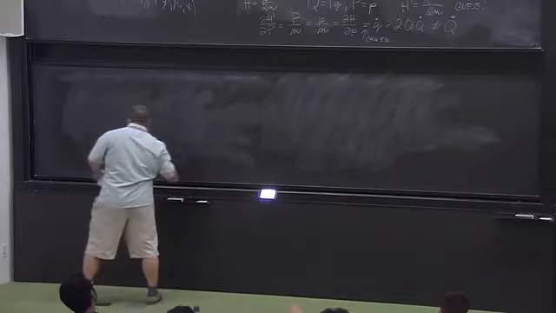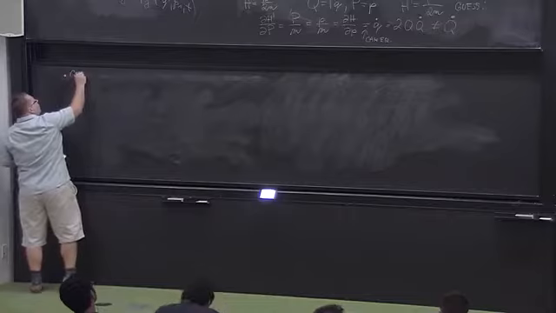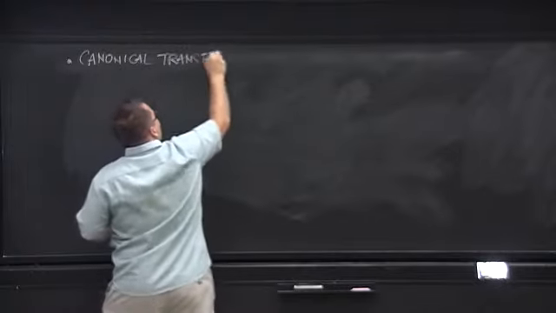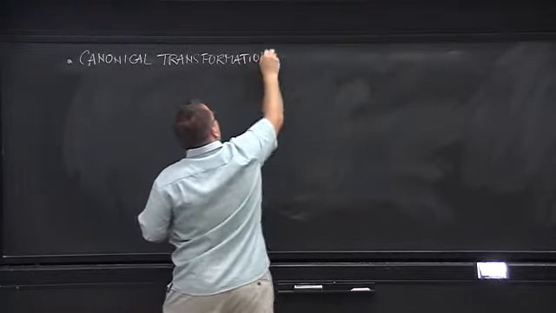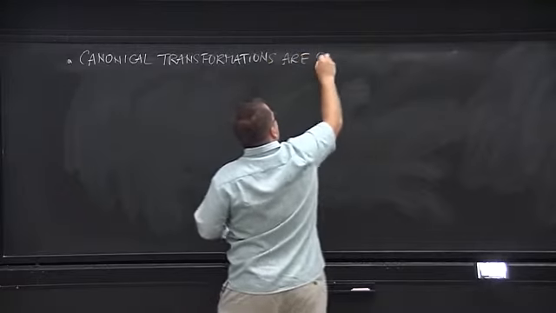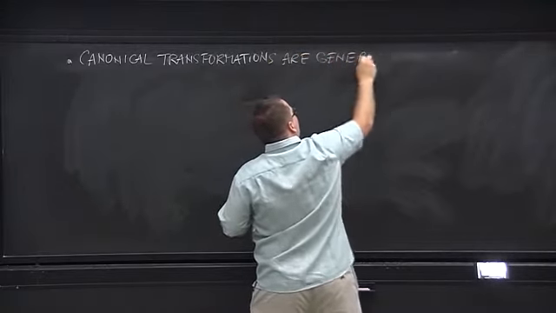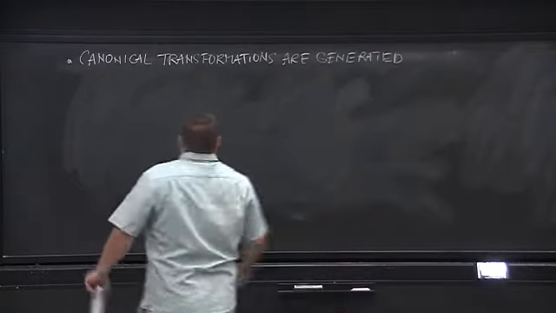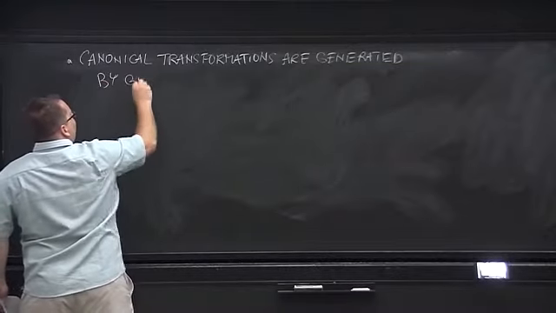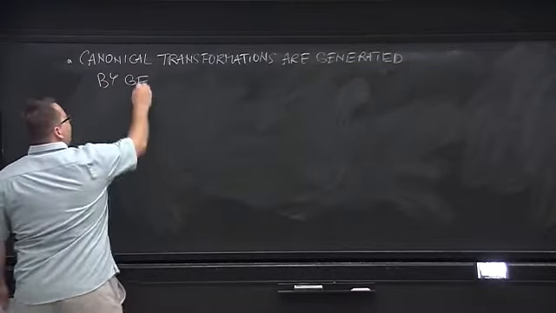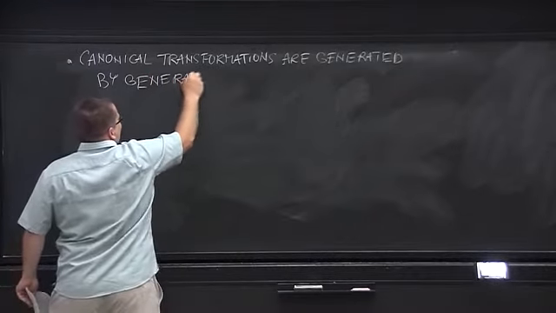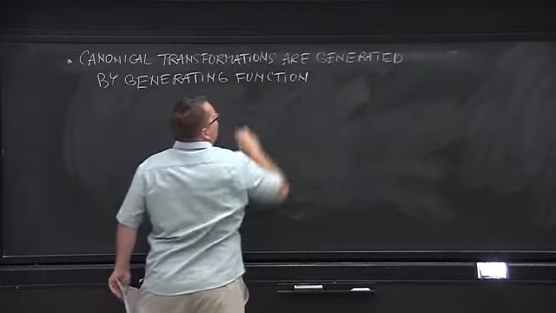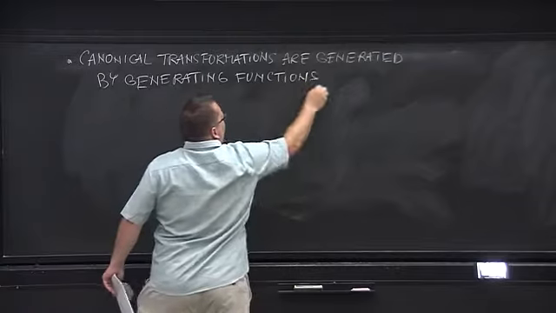So canonical transformations are generated by generating functions. What else would it be? If I want to generate something, it must be a generating function.